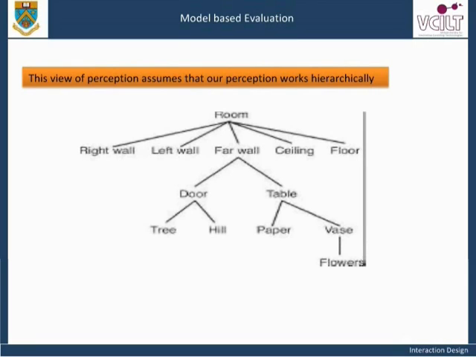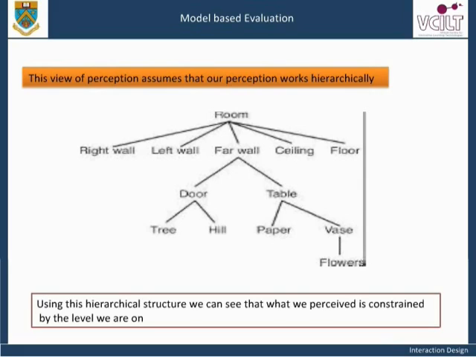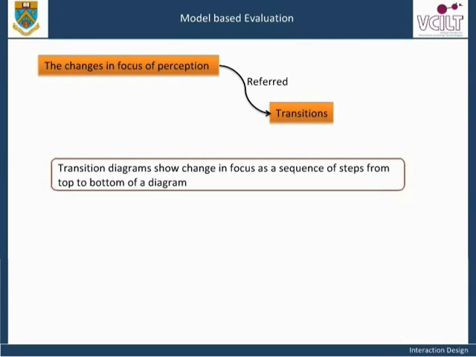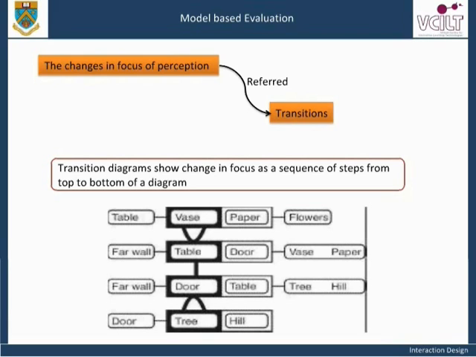The figure below illustrates a hierarchy for the objects in the figure above referred to as an object structure diagram. Using this hierarchical structure, we can see that what we perceived is constrained by the level we are on. The changes in focus of perception, as we view different parts of the scene, are referred to as transitions. Below is a transition diagram of someone changing from focusing on the vase containing flowers on the table to focusing on the tree outside.